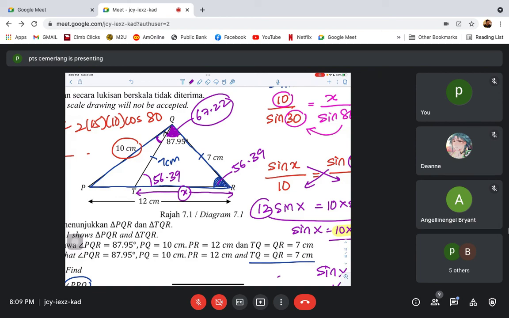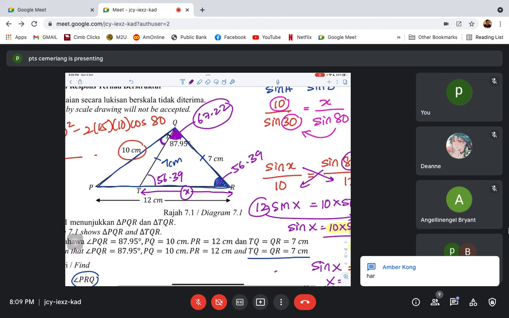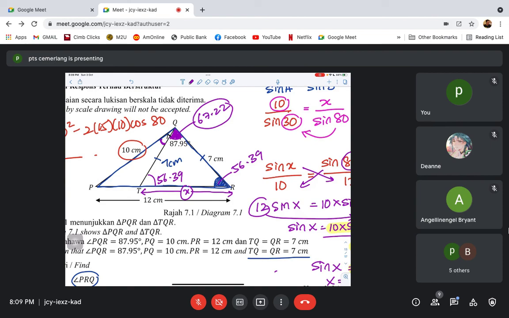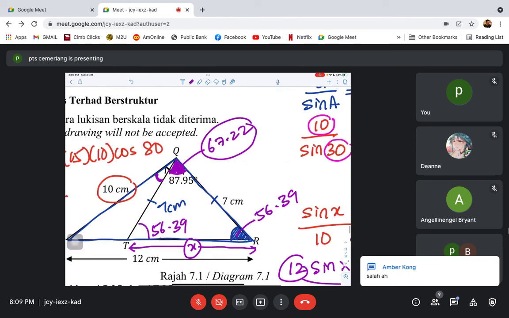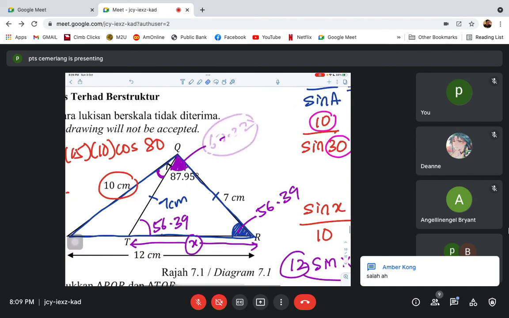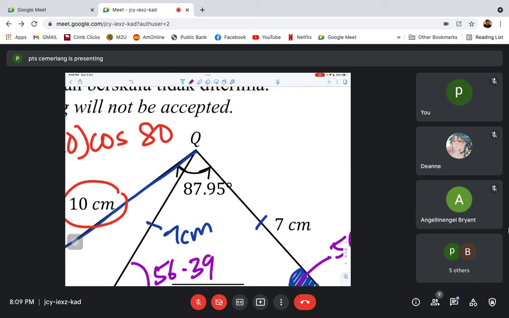Remember, okay? So, what I can do is that... You are partnering with 87.95? Why 67.22? You partner with 87.95? Oh. Okay, now I know the mistake already. Look properly here. 87.95 is the whole thing.